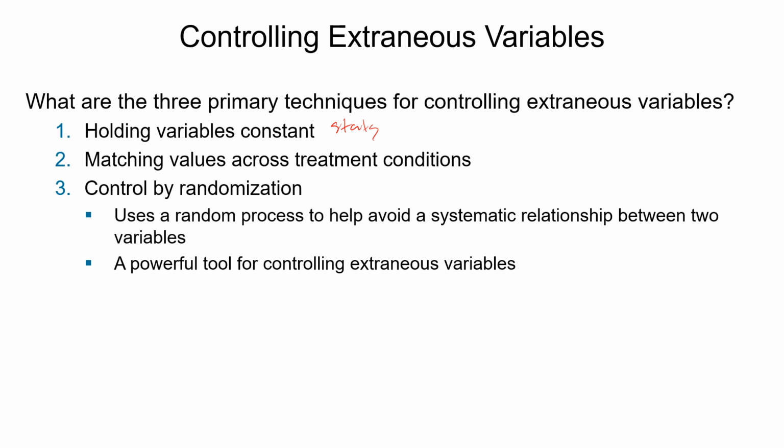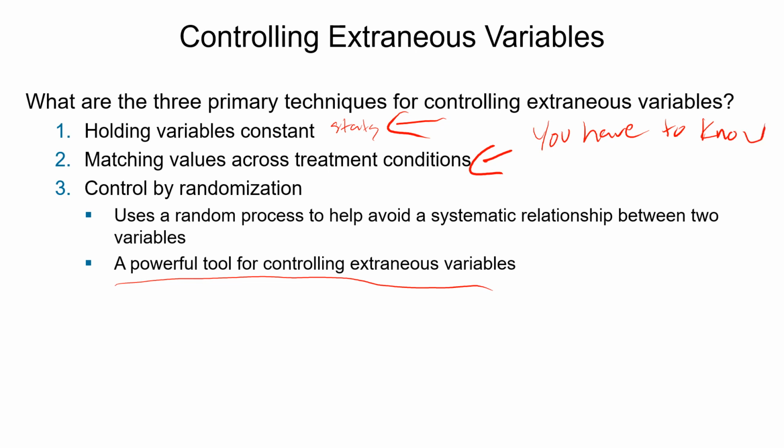And again, this is our most powerful tool for controlling extraneous variables, because in both 1 and 2, you have to already know what the confounding variable is. To match for it, or to control for it, or to hold a variable constant, you have to know what variable that is. You have to know it might be gender. The problem is there could be many, many variables that we don't know whether they're going to be a confound. So instead, we do random assignment, randomization.